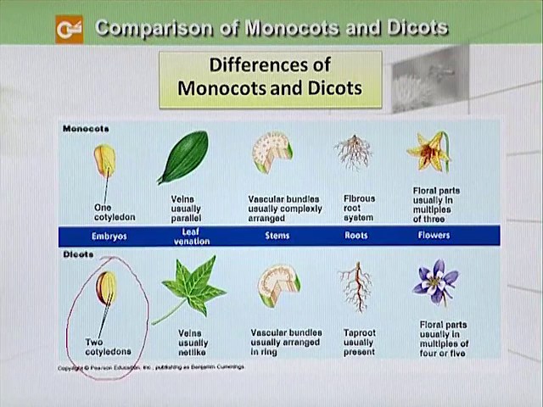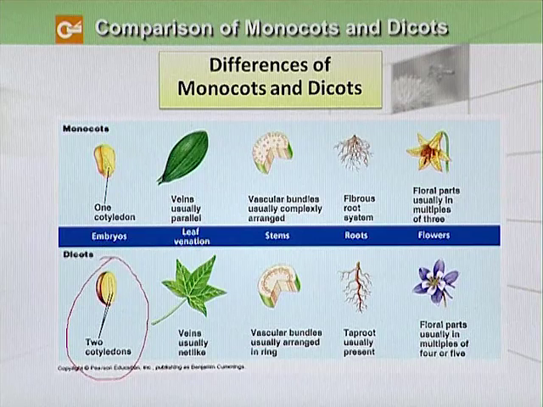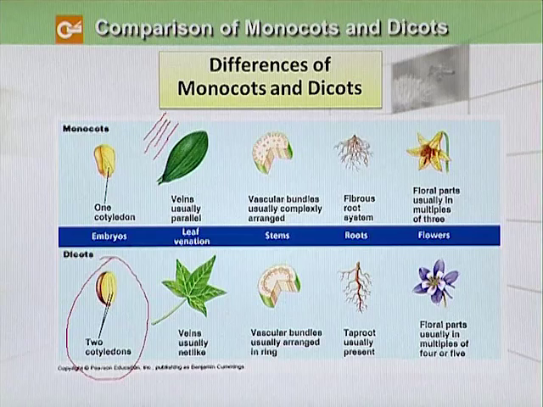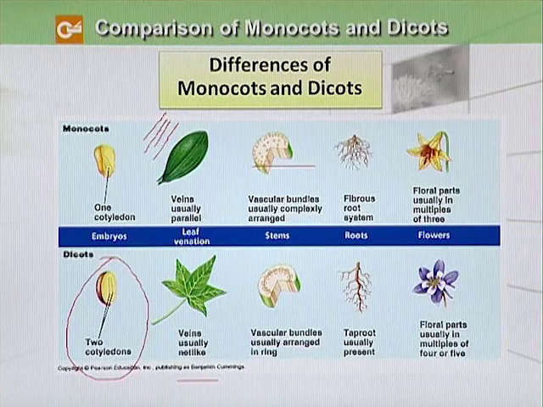And talking about their leaf venation pattern, monocots have a parallel venation pattern, parallel to the midrib, while in case of dicots, they mostly have a net-like venation pattern. And if we look at the stem, they have vascular bundles, usually complex, and these are scattered in monocots, while in case of dicots, their vascular bundles are mostly arranged in the form of a ring.